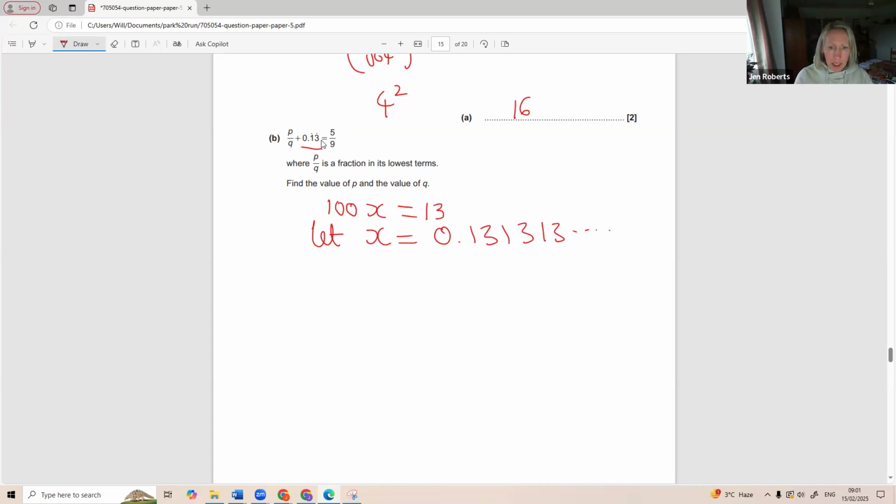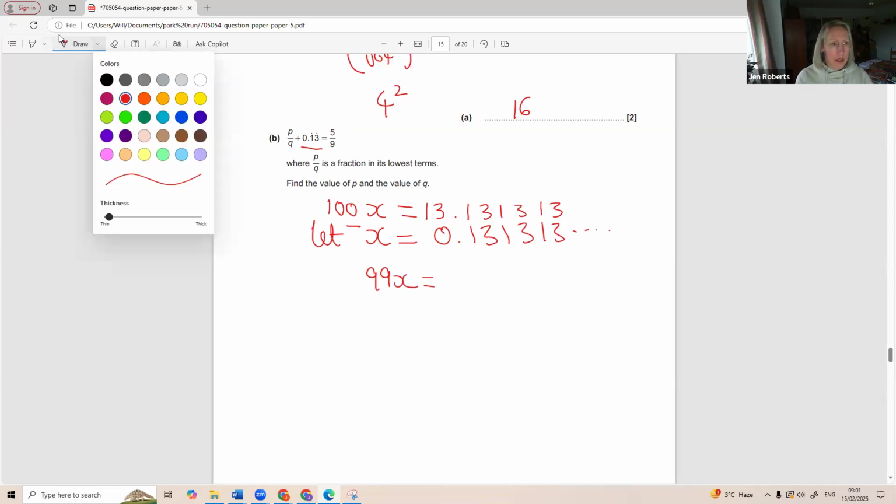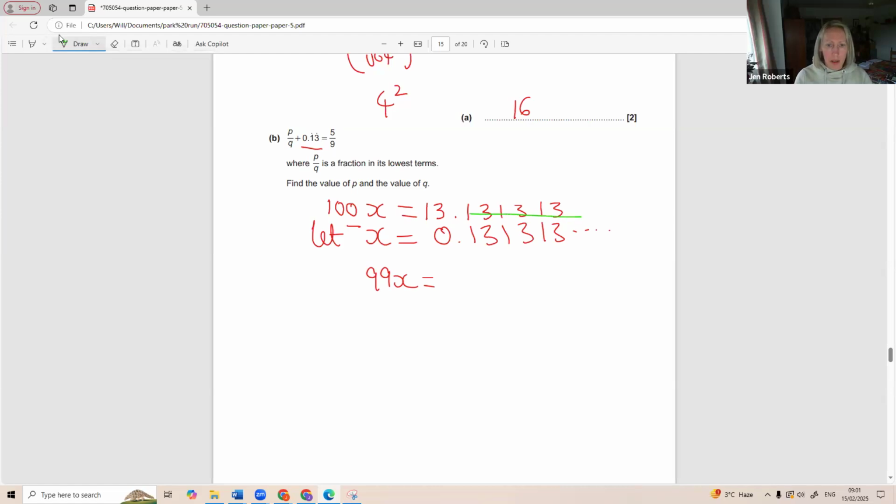Right, I'm going to line these place values up correctly to see that when you subtract, 100x take away 1x is 99x. This line take away this line. Can you see all of these would disappear to make 0, wouldn't they? So you'd be left with 13. x is 13 over 99. Divide both sides by 99. Okay, now we can write it like this.